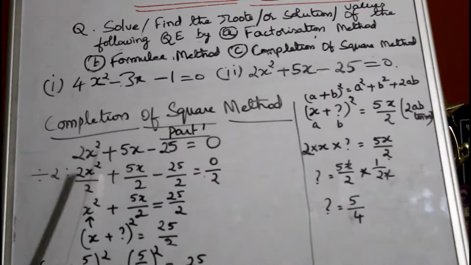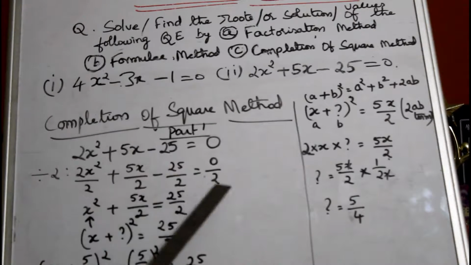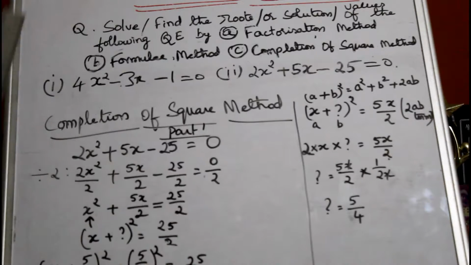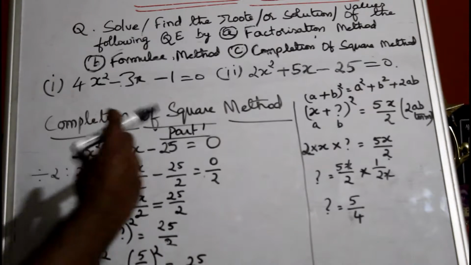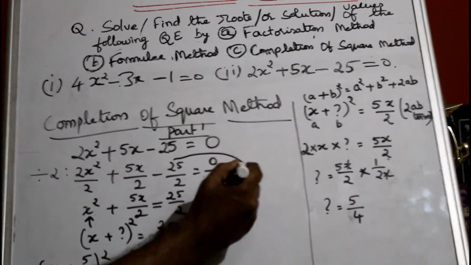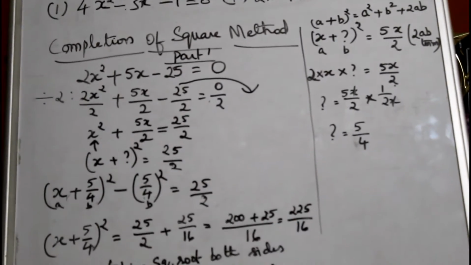If you divide by 2, divide each number by 2. Remember, when you divide by 2, even the right hand side you must divide by 2. If you don't divide the right hand side by 2, the equation changes. You may think 0 by 2 is 0, why are you dividing? But with some numbers you will be in trouble. That is why I am dividing all by 2. So when you divide by 2, it becomes x square, this becomes 5x by 2, and this 25 by 2 you take that side, equal to 25 by 2.